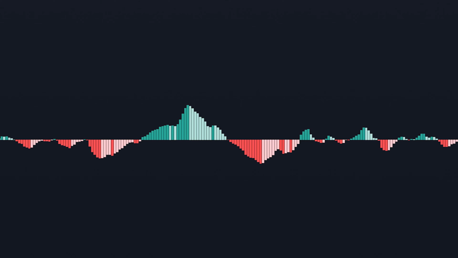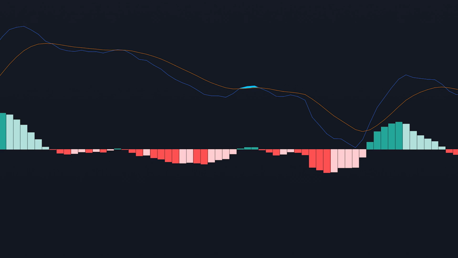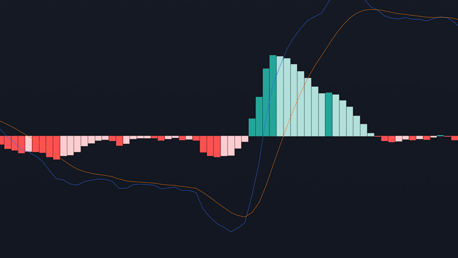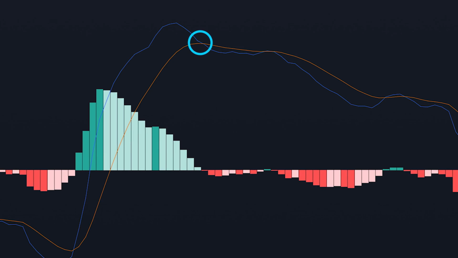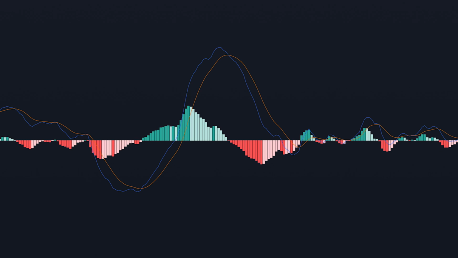Next, we have the histogram, which represents the difference between the MACD line and the signal line. So, for example, the smaller the space between the two lines, the smaller the histogram gets. The bigger the space, the bigger it gets. You can also see once the MACD line crosses above the signal line, the histogram turns green, and if the MACD line crosses below the signal line, it turns red. And finally, we have the zero line, which basically represents the center of the MACD indicator. Now that we know the 4 components, let's make sure we know how to use them.